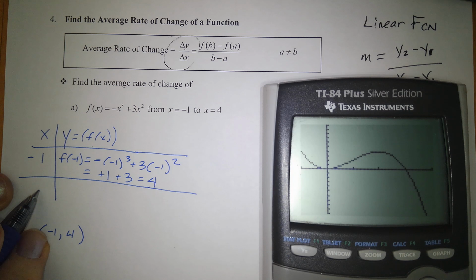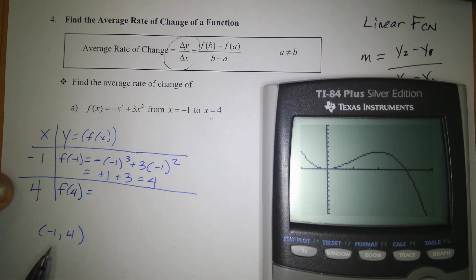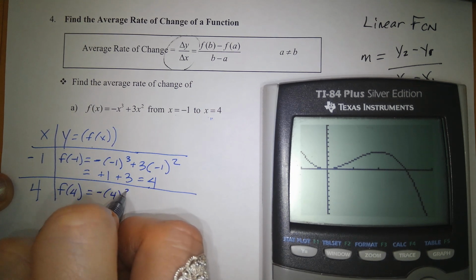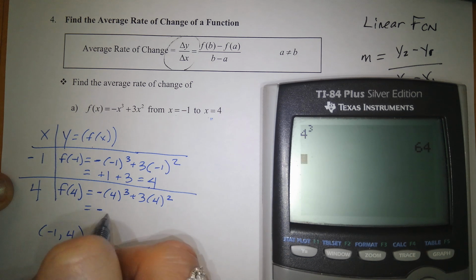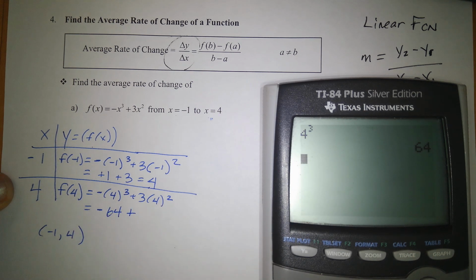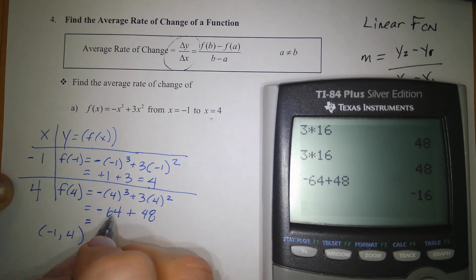Now let's look for my second point. My second point is going to be the point that's going to be way down here when x is 4, because that's what it wants me to use. So if x is 4, I plug that in, I find f of 4. F of 4 would be -4 to the third power plus 3 times 4 squared. That's -4 to the third power, which is -64, plus 3 times 16, which is 48. So when I add those two things together, -64 plus 48, you get -16.